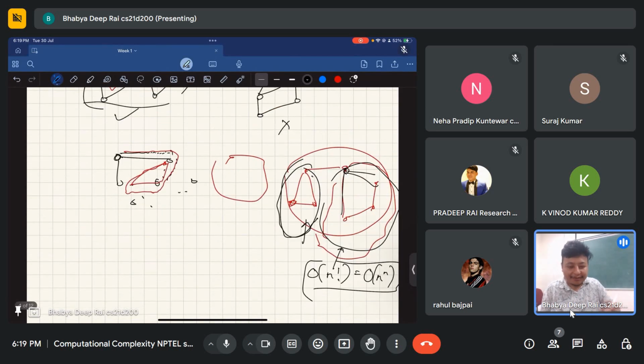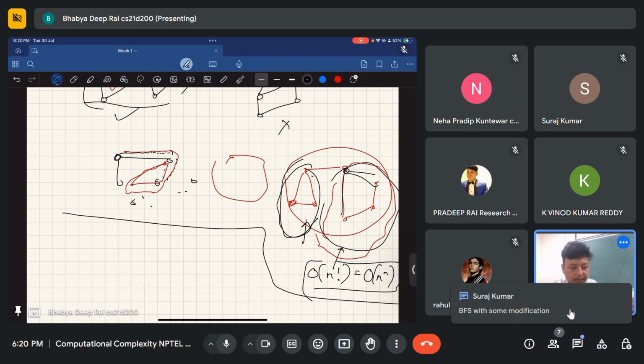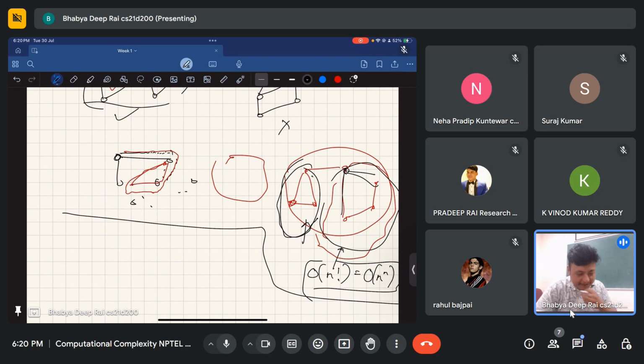But it is a good attempt nonetheless. And anyone has any suggestions, like how to go about this? Check whether there's a triangle in the graph or not. Think of the simplest algorithm possible. BFS with some modification. Okay, Suraj. So what kind of modifications could we do?